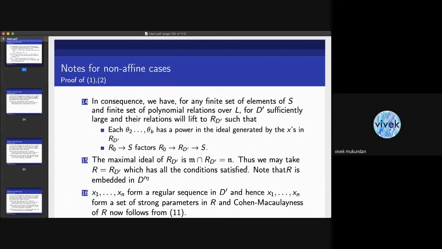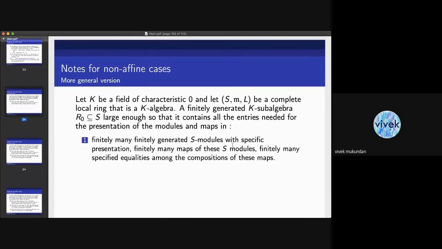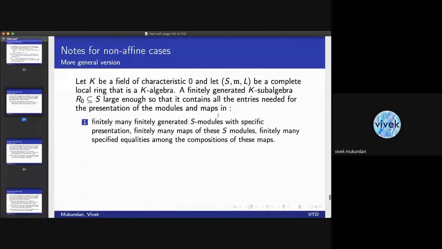So it's not just the fact that you can descend the system of parameters, Cohen-Macaulayness or reducedness or domain. You can still descend a lot more properties. As again, a theorem of Hochster and Huneke, they show that if K is a field of characteristic 0, S is a complete local ring, a finitely generated K algebra R naught is large enough such that it contains all the entries needed for the presentation of the module and the map.